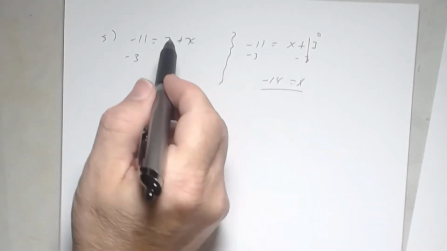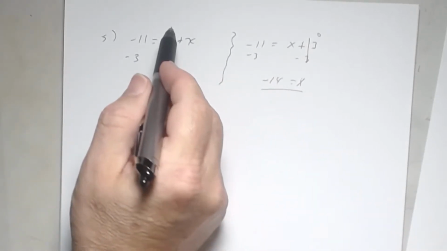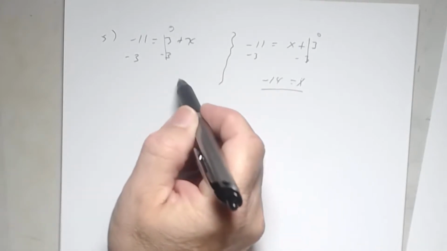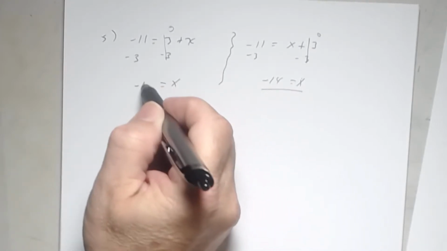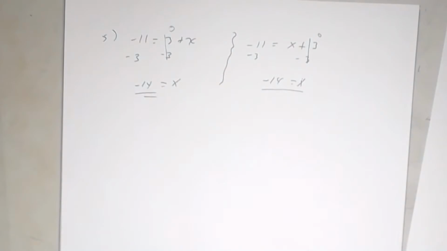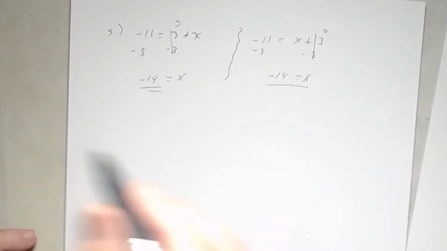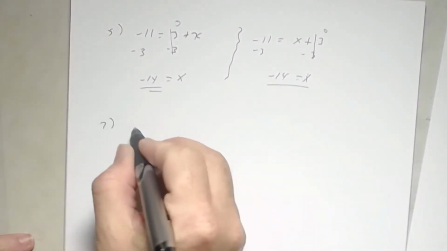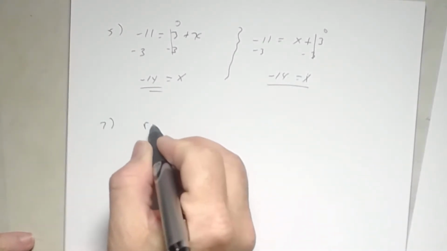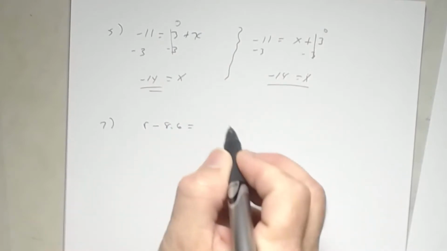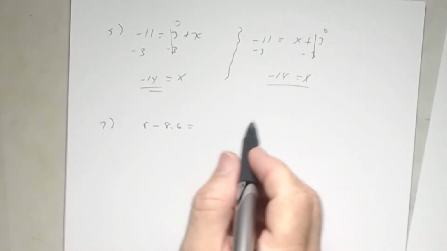You see this? 3 to negative 3 is what? 0 plus x is x, equal to negative 14. Okay, it does not matter which approach you use. Okay, number 7. Sometimes you have decimals. In that case, you may want to use your calculator for those.